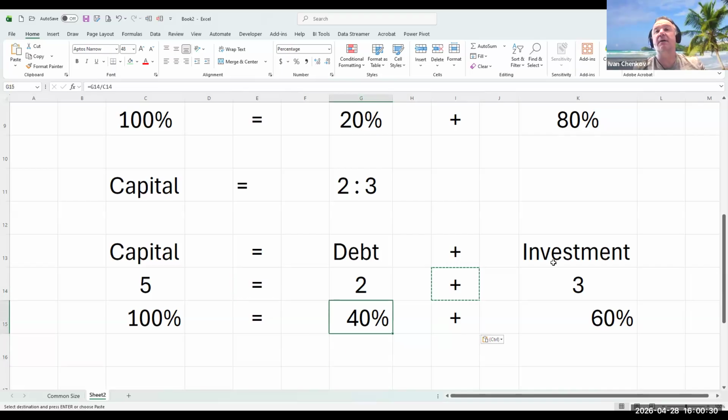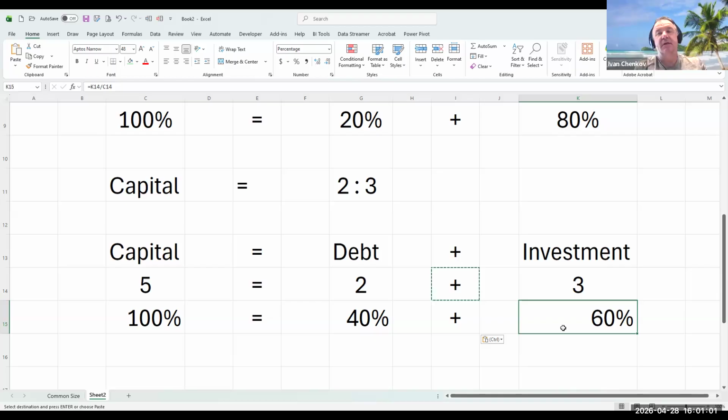Now, how much is the debt as a percentage of the investment or the equity here? Debt to equity ratio is going to be 2 divided by 3. Make sense? And once you see the number of the debt, what's the number of the equity? Remaining 200.